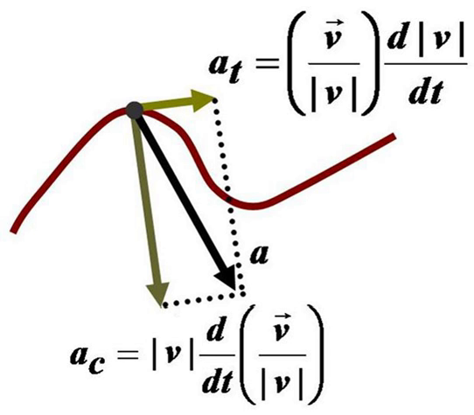v(t) = v(t) u_t(t), where v(t) equals the speed of travel along the path, and u_t = v(t)/|v(t)|, a unit vector tangent to the path pointing in the direction of motion at the chosen moment in time.